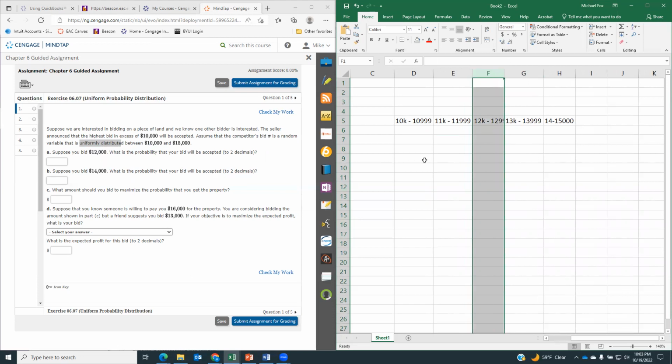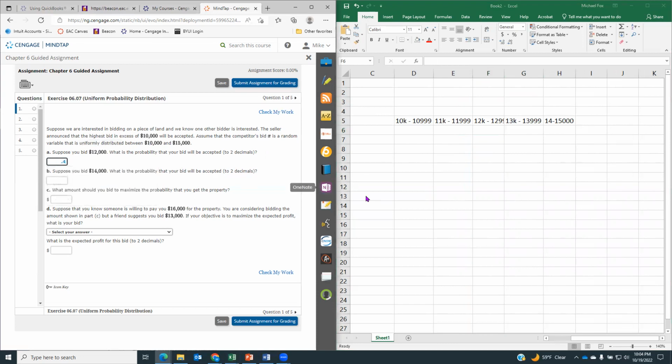So it says, suppose your bid is $12,000. If I bid $12,000 and these are truly uniformly distributed, since there are 5 categories here, there's a 20% chance of any one of these happening. So if I bid 12,000, there's 2 times 20%, or a 40% chance that my competitor will bid less than me. So the probability my bid will be accepted, which really means the probability that my competitor will bid less than me, is 40%.